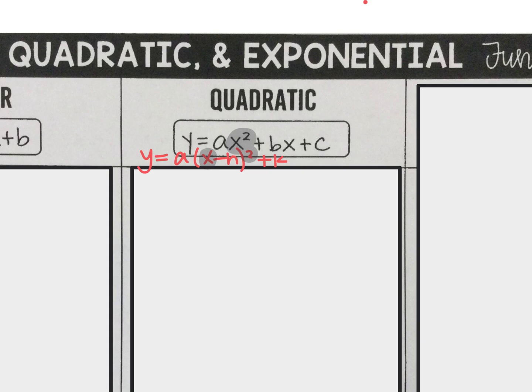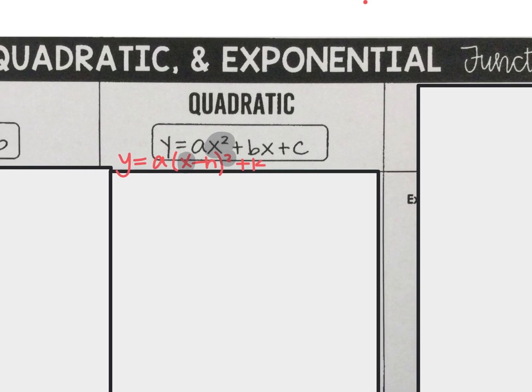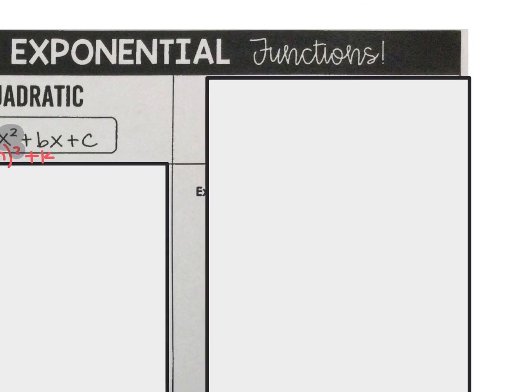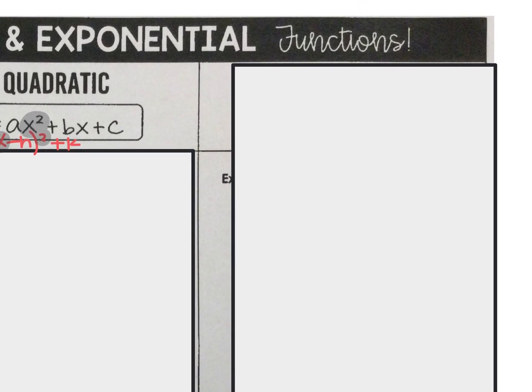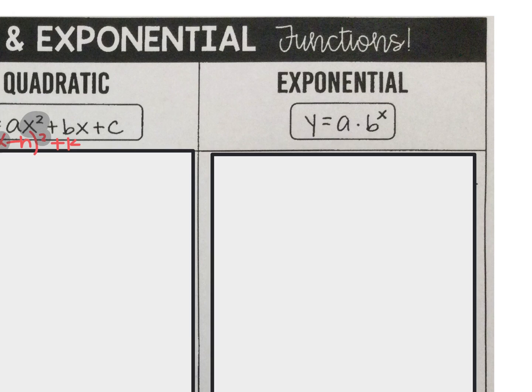And then lastly, we can talk about exponential functions. So exponential functions, their equations look like y equals a times b to the x. Now, a lot of times this would have a parenthesis around the b. I think it might be better to write it that way. And what identifies this one specifically as exponential is that we see the x in the exponent spot.